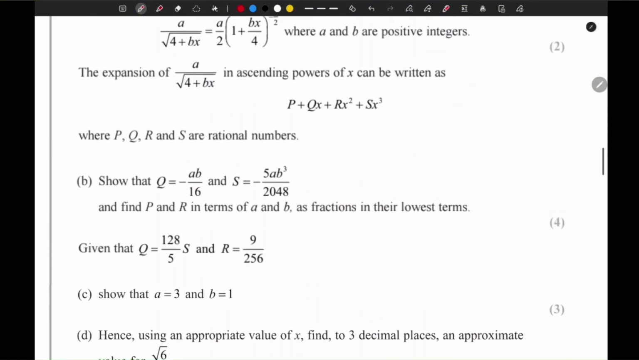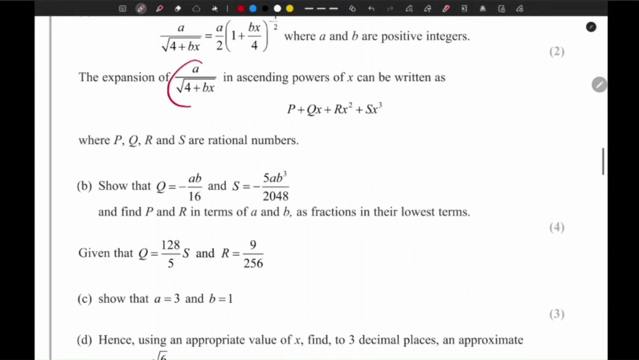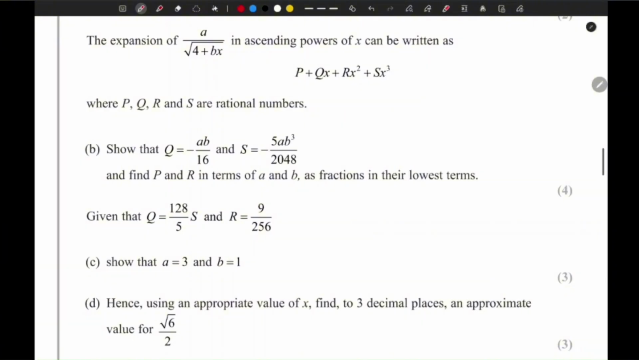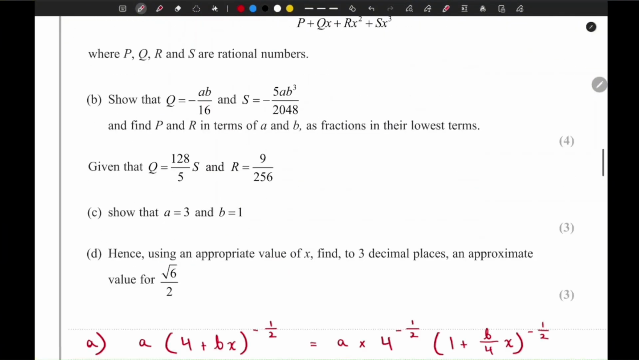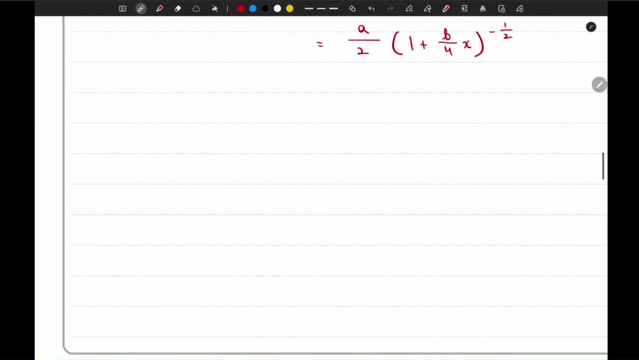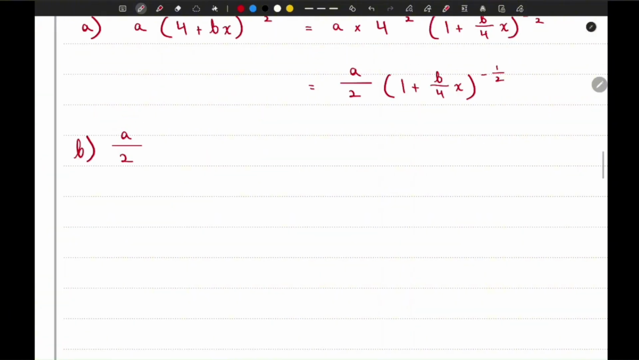Now in the second part, the expansion of this can be written like this, where p, q, r, and s are rational numbers. Show that q is equal to this and s is equal to this. So let's first expand this using the binomial expansion formula. So a divided by 2, we need to expand this up to the power of x cubed.